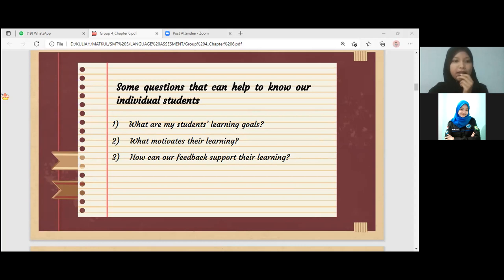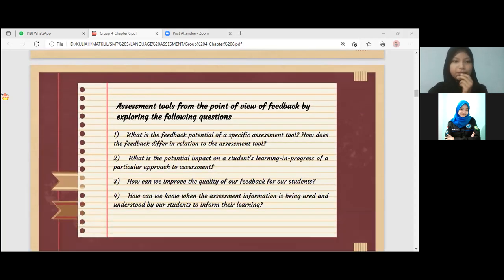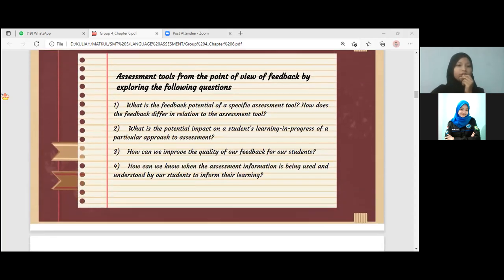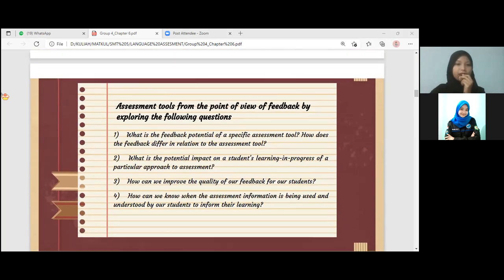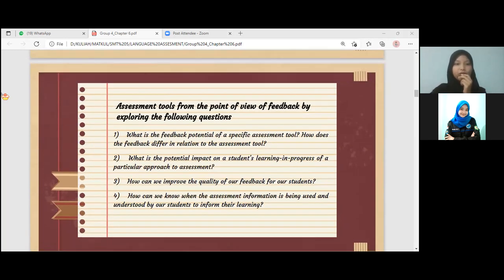And next slide. We take a closer look at feedback in assessment practice and how we can shape the feedback to support our students' learning as part of day-to-day classroom activity. Here are some questions about assessment tools from the point of view of feedback. You can see here, there are four questions that can help with this.